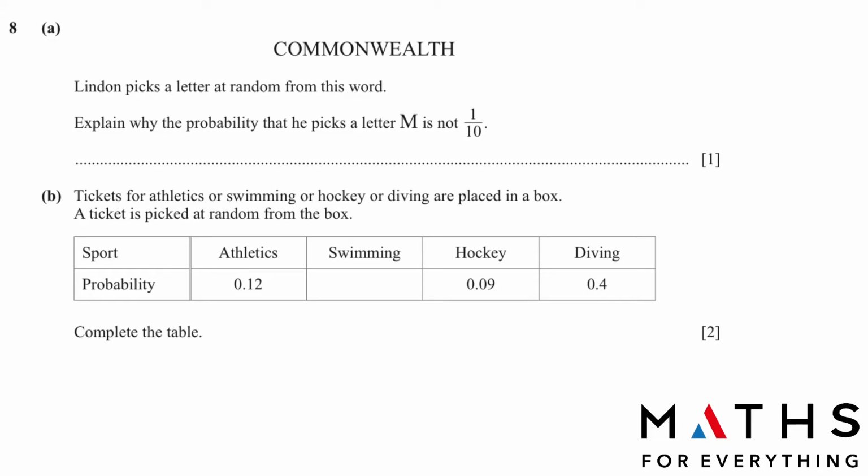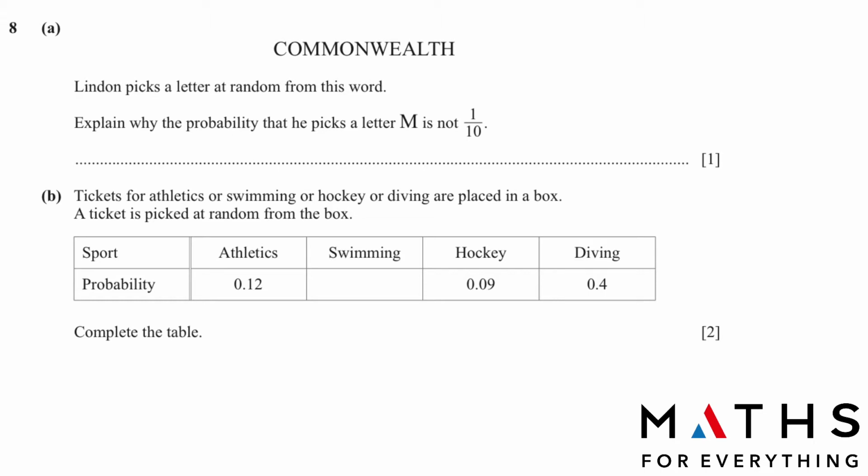8a. Lyndon picks a letter at random from this word, Commonwealth. Explain why the probability that he picks a letter M is not 1 over 10. Let's count the number of letters we have here. We have 12 letters. And how many M's are there? 2. So it should have been 2 over 12.